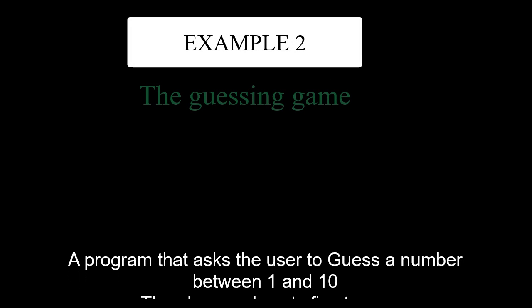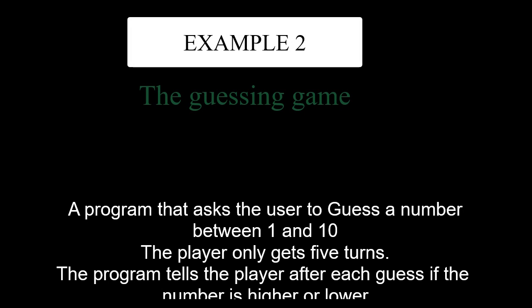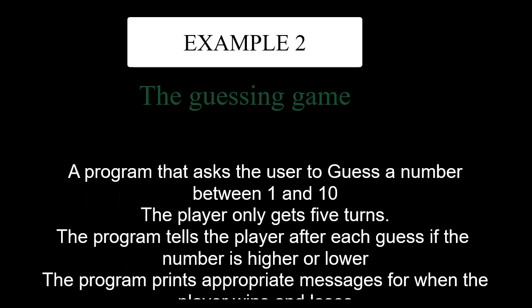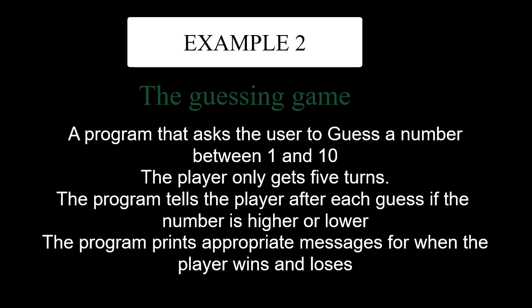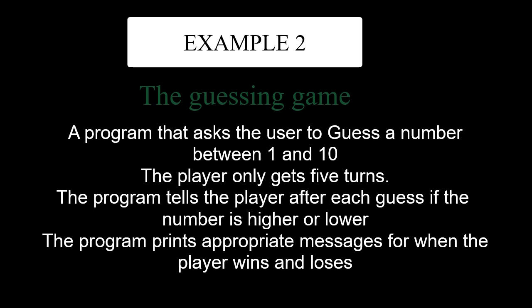Example 2. A program that asks the user to guess a number between 1 and 10. The player only gets 5 turns. The program tells the player after each guess if the number is higher or lower. The program prints appropriate messages for when the player wins and loses.